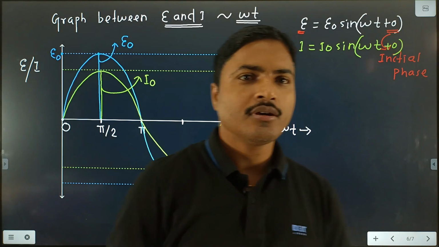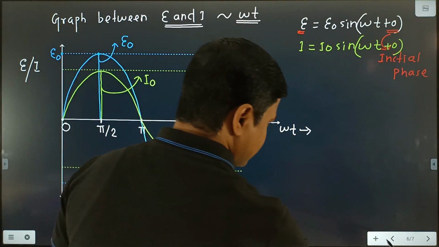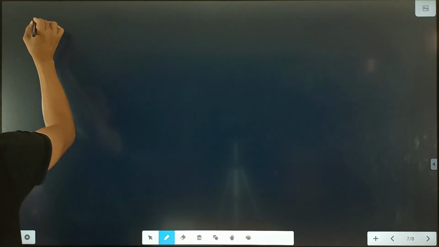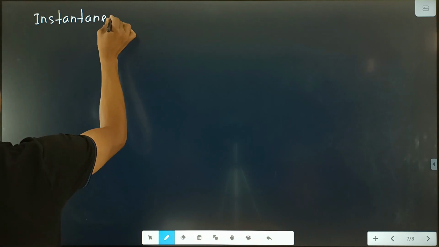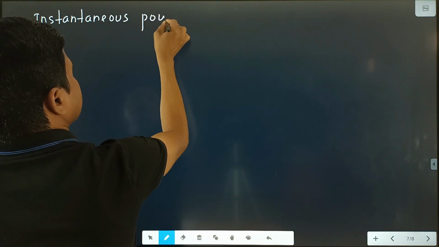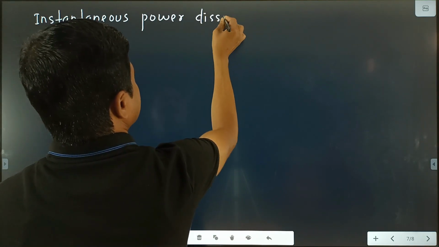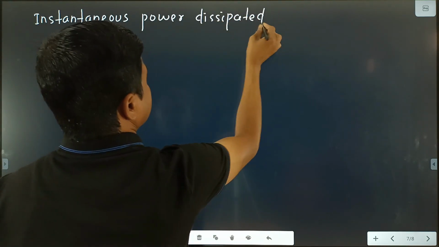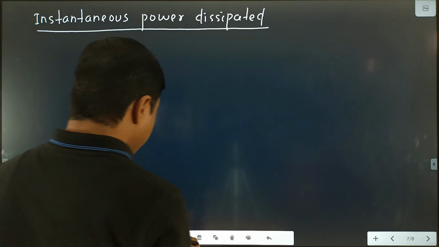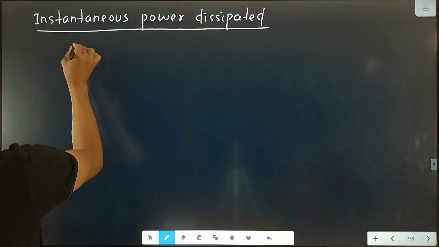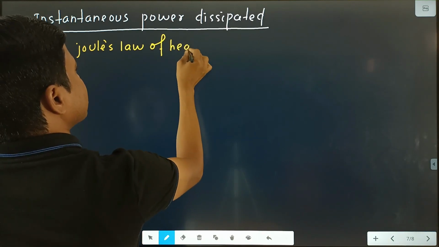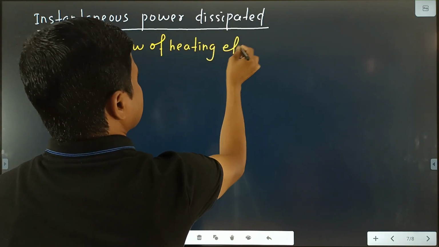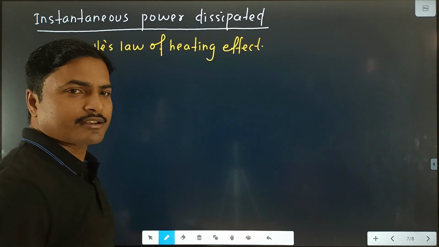Clear? Then we will calculate the instantaneous value of power consumed, or dissipated. And you know Joule's law of heating effect in the chapter on current electricity. What is that?